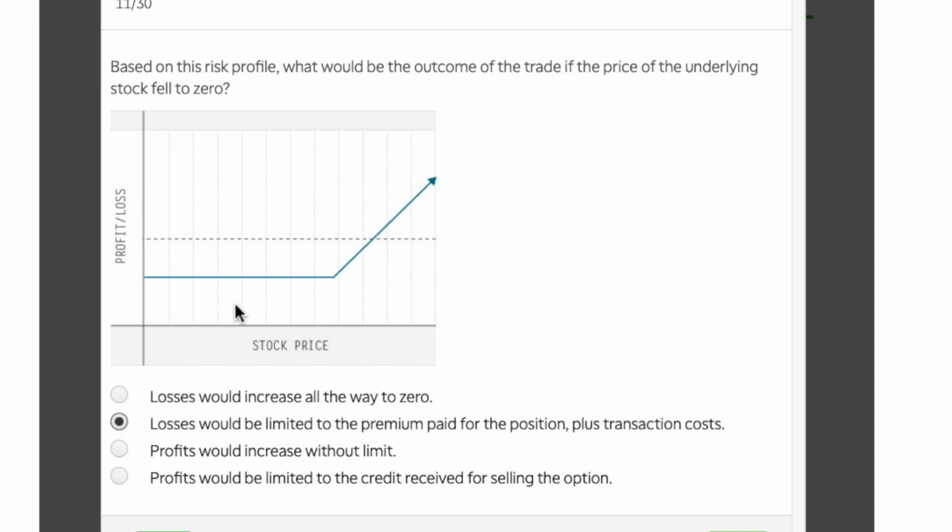Losses would increase all the way to 0. No, there's a fixed loss. Profits would increase without limit. Not if the stock price dropped to 0. This profits would only increase if the stock price increased. Profits would be limited to the credit received for selling the option. Nope, profit is unlimited. As you can see here, there's no cap. So this should be the right answer.